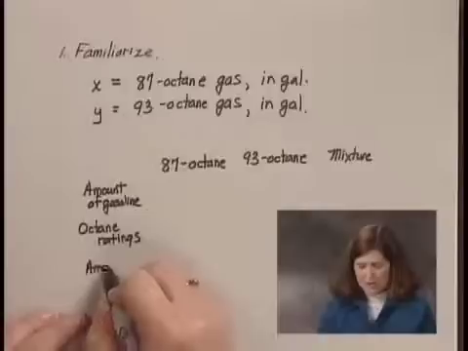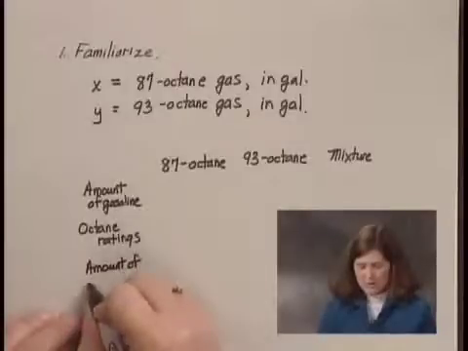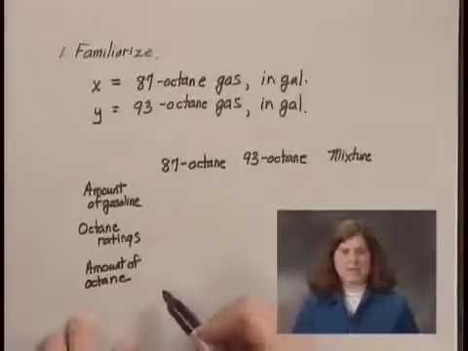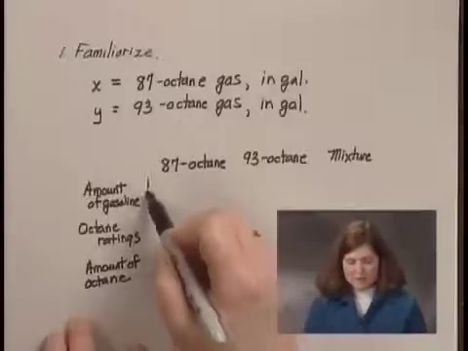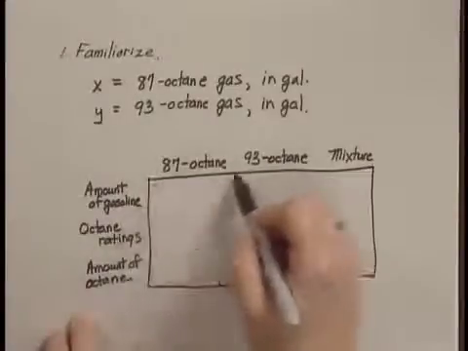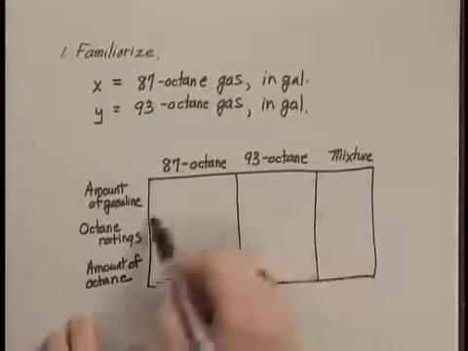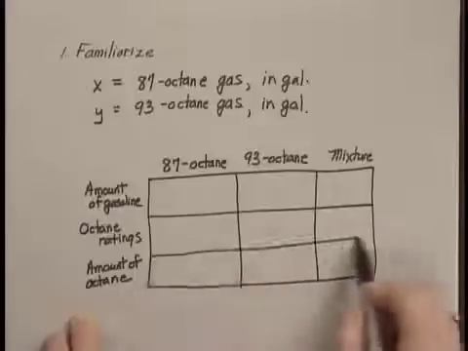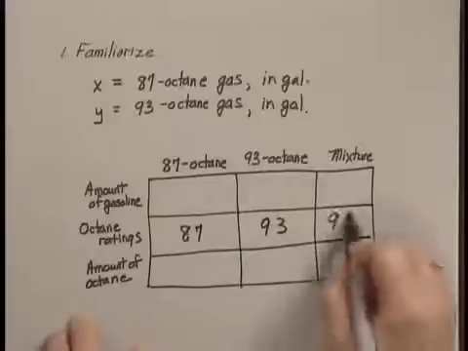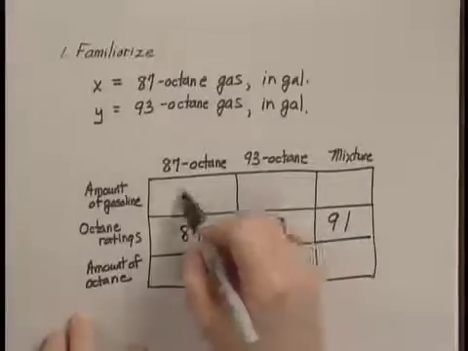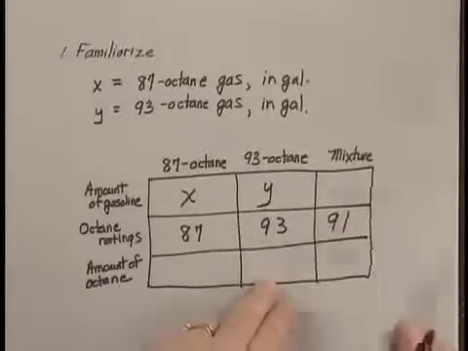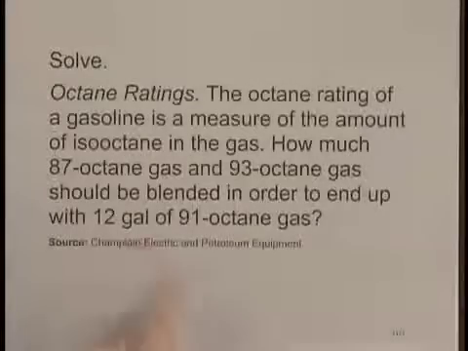I think we can look at how the mixture and the octane is going to go together. So if I make a table here, I can fill in what I know. I know the octane ratings. I'm going to write those in. The amount of gasoline, I have X gallons of 87 octane, Y gallons of 93 octane, and I'm told I need 12 gallons of 91 octane.